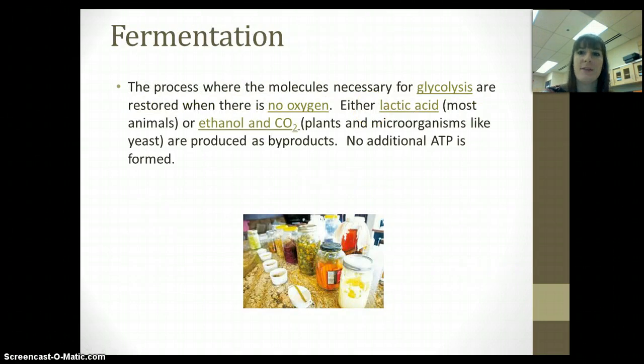Okay, so that process of fermentation is where all the molecules necessary for glycolysis are restored when there's no oxygen. There's no additional ATP formed, but lactic acid in animals or ethanol and CO2 in plants and many microorganisms like yeast are produced as byproducts. We actually use fermentation as humans for a lot of different things, including a whole lot of foods.